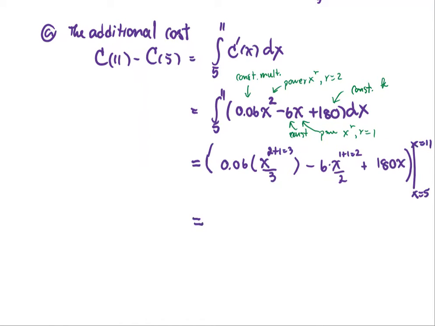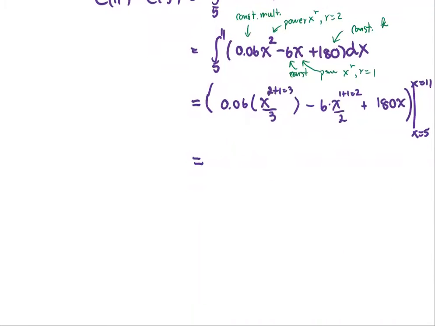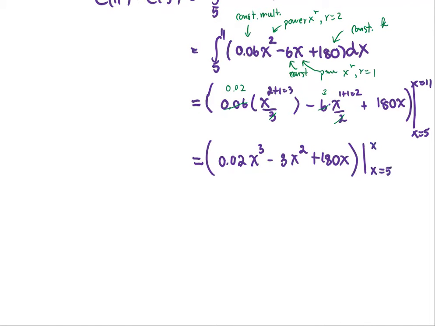The next part, we just simplify as much as we can. The 3 and 0.06 reduce to 0.02. The 2 and 6 reduce to the number 3. Now we should have 0.02 times x to the third minus 3 times x to the second plus 180 times x as the simplified antiderivative of the marginal cost. And next we are going to evaluate at those upper and lower limits.